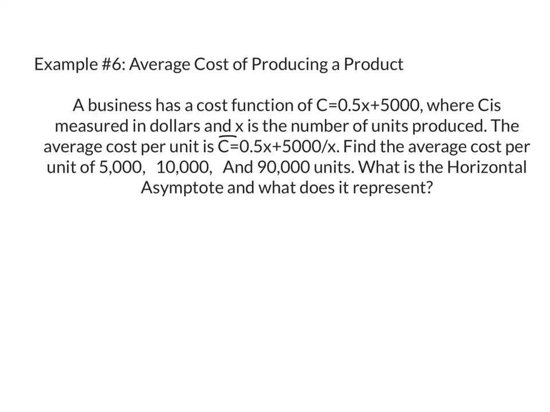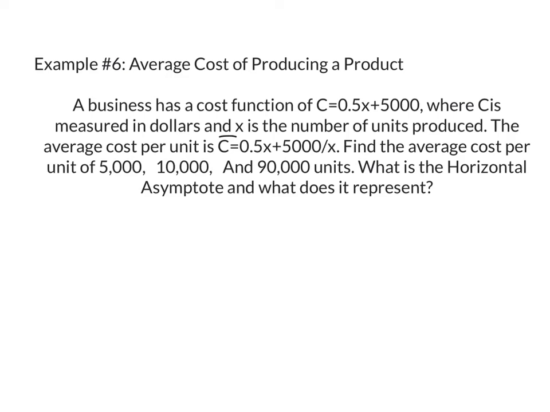On example 6, it says the business has a cost function of C equal to 0.5x plus 5,000, where C is measured in dollars and x is the number of units produced. The average cost per unit is C bar, which equals 0.5x plus 5,000 all over x. Find the average cost per unit of 5,000, 10,000, and 90,000 units. What is a horizontal asymptote and what does it represent?